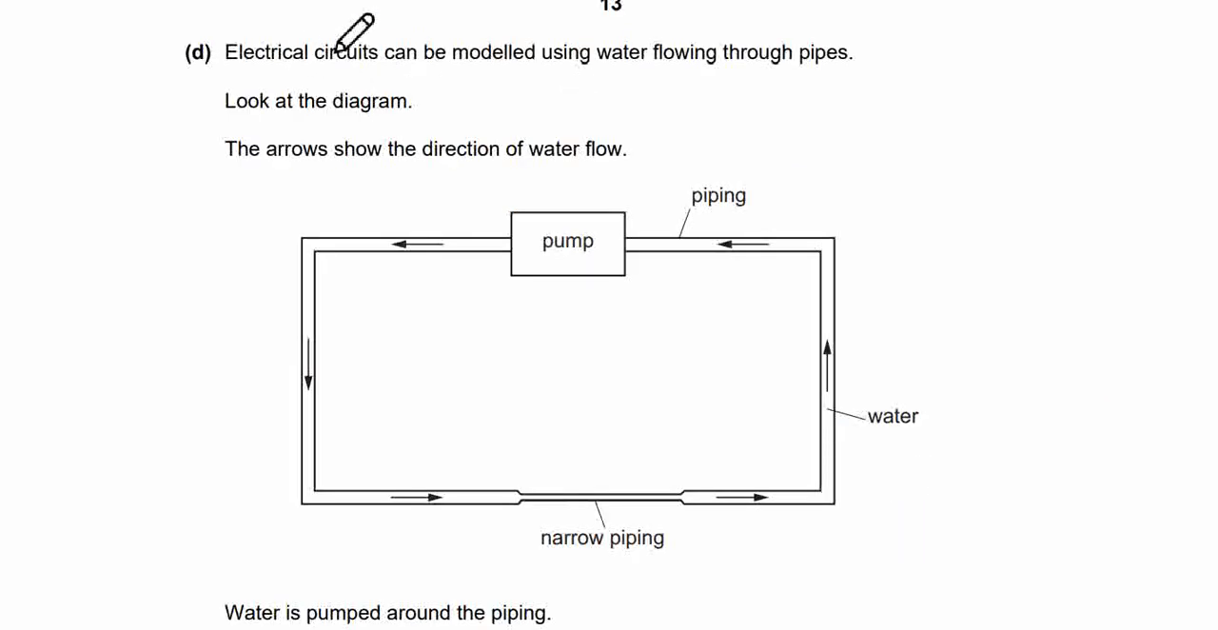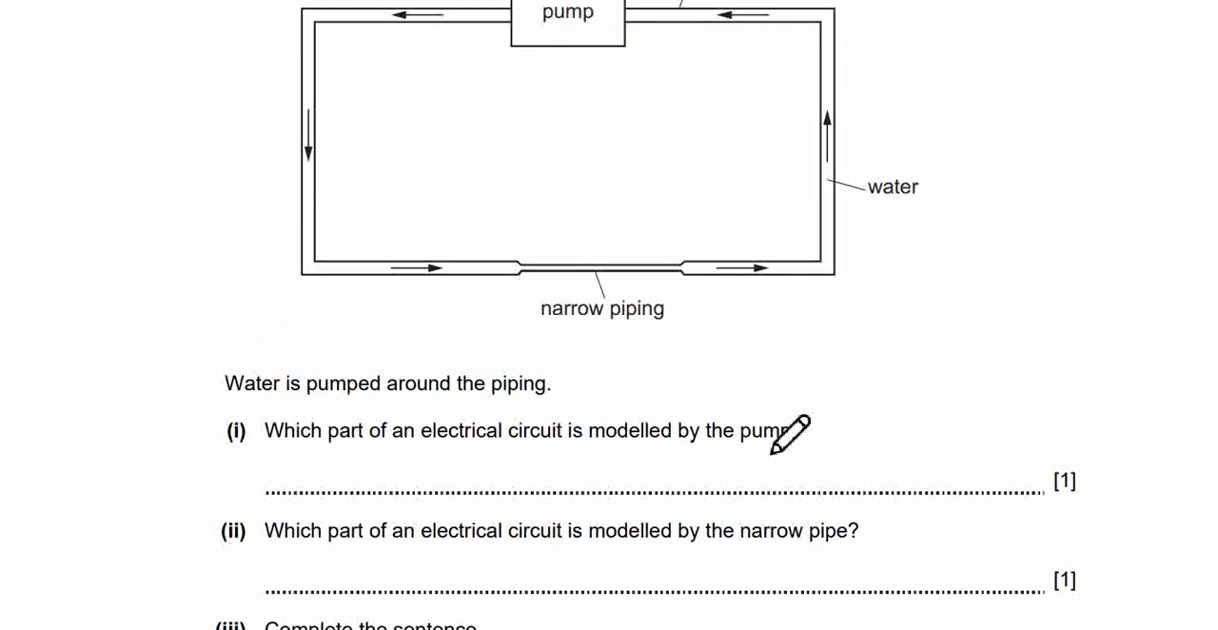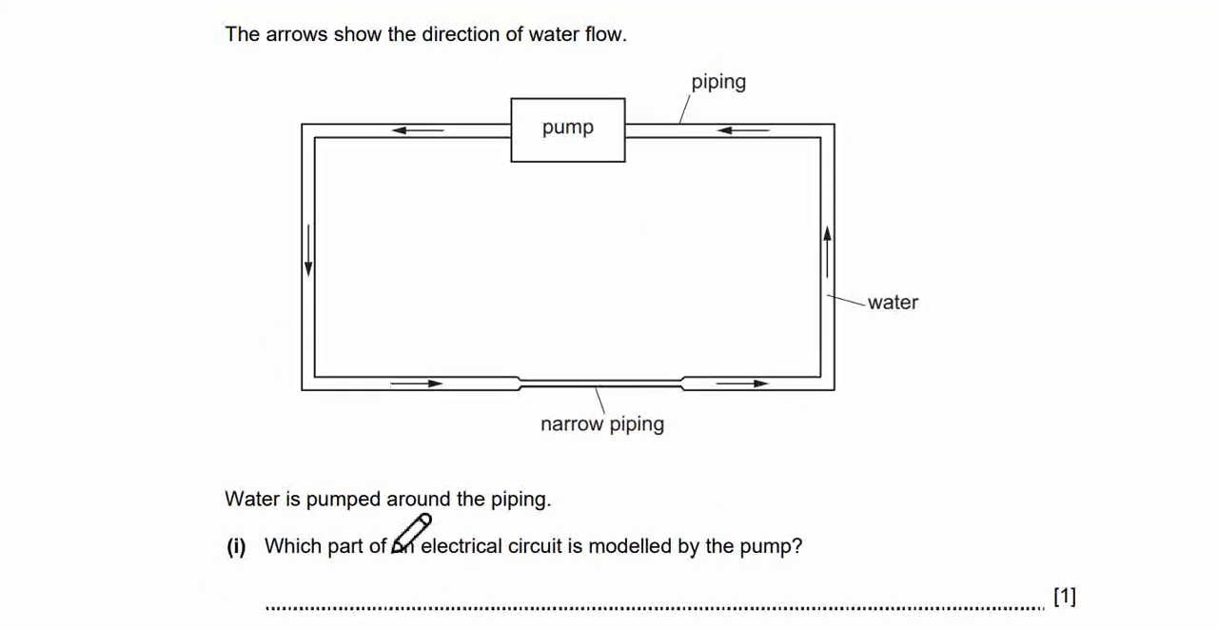Question D. Electrical circuits can be modeled using water flowing through pipes. Look at the diagram. The arrow shows the direction of the water flow here. This is narrow piping, pump, piping, and water. Water is pumped around the piping. Which part of the electrical circuit is modeled by the pump?